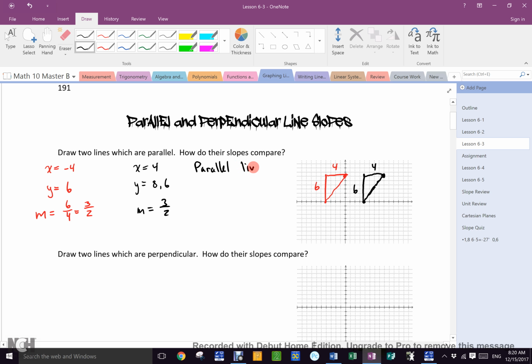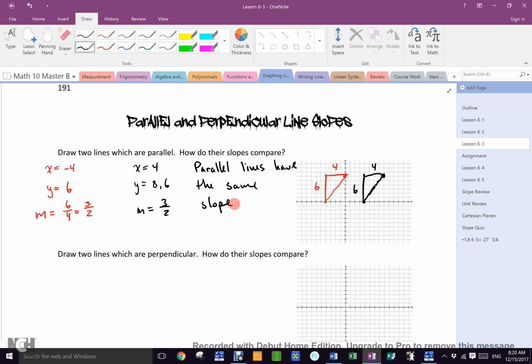Parallel lines have the same slope. How often will this happen? Always. Any two lines, if they are parallel, they have the same slope. If any two lines have the same slope, then they are parallel. Does everybody understand? It works both ways.